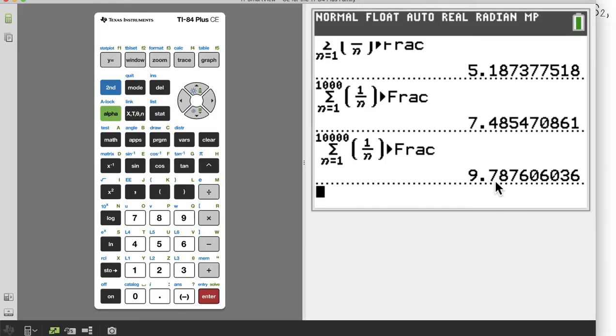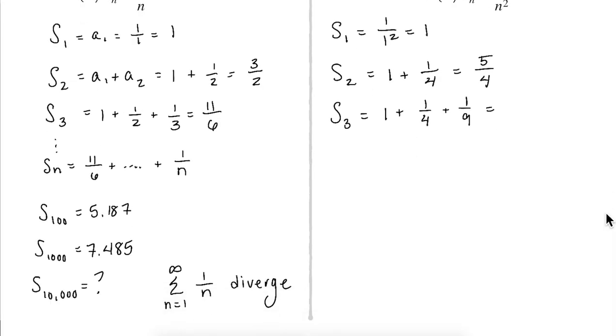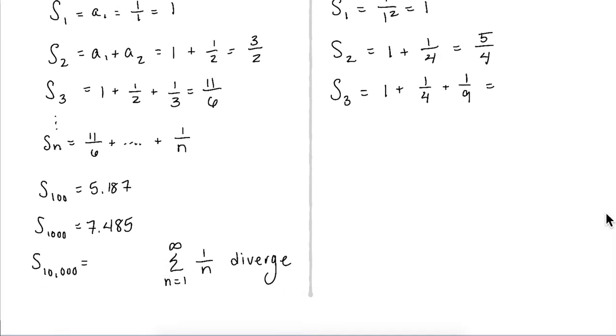That's 9.788, so we'll just put that on there. Now we know it's definitely not converging, 9.788.